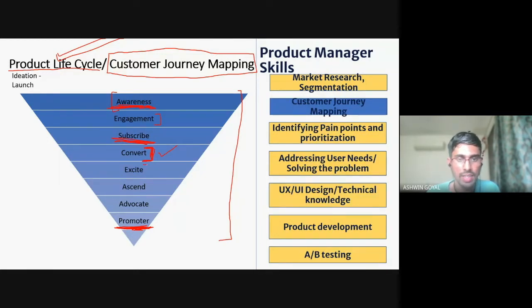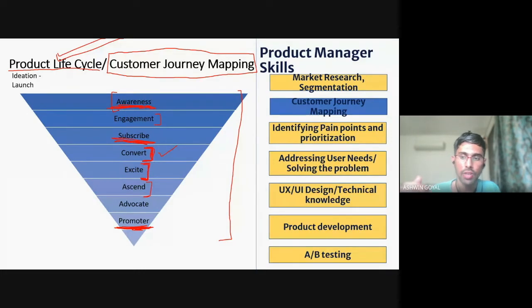Next is the excite stage. Now the person is really excited about buying more food from Swiggy, starts exploring the app even further and is very, very excited by the application. That is the excite stage. And that is when he ascends, which means he climbs the ladder, right?